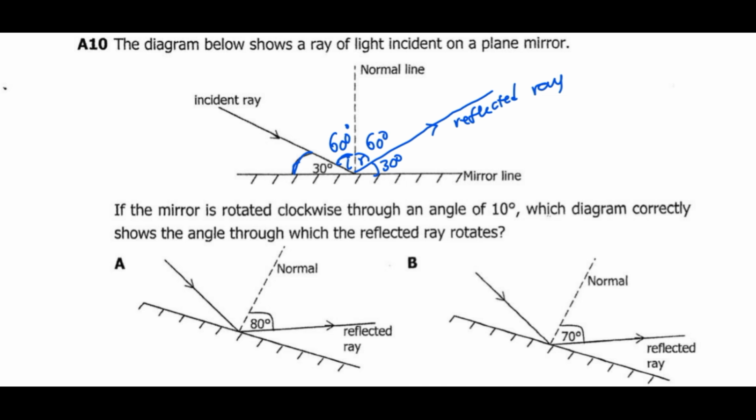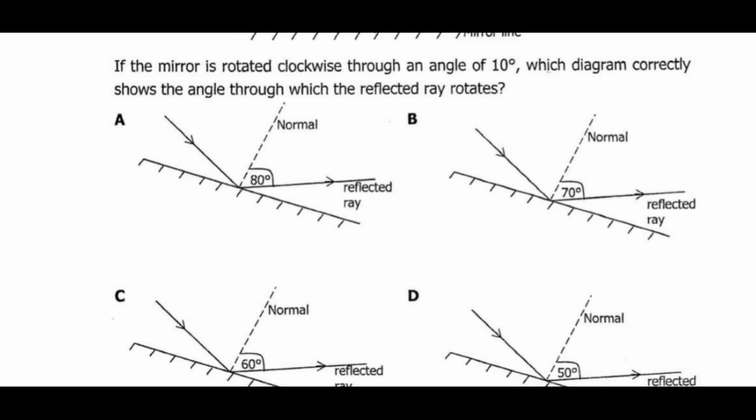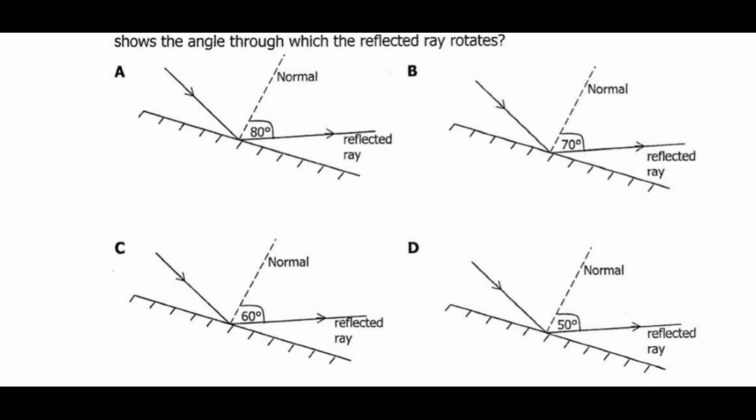Now let's look at what is the value of this rotation. What is the question? Which diagram correctly shows the angle through which the reflected ray rotates? So the whole thing is about the angle of reflection. The key point: we said if here we have 60, also here we are going to have 60. So the answer is C.